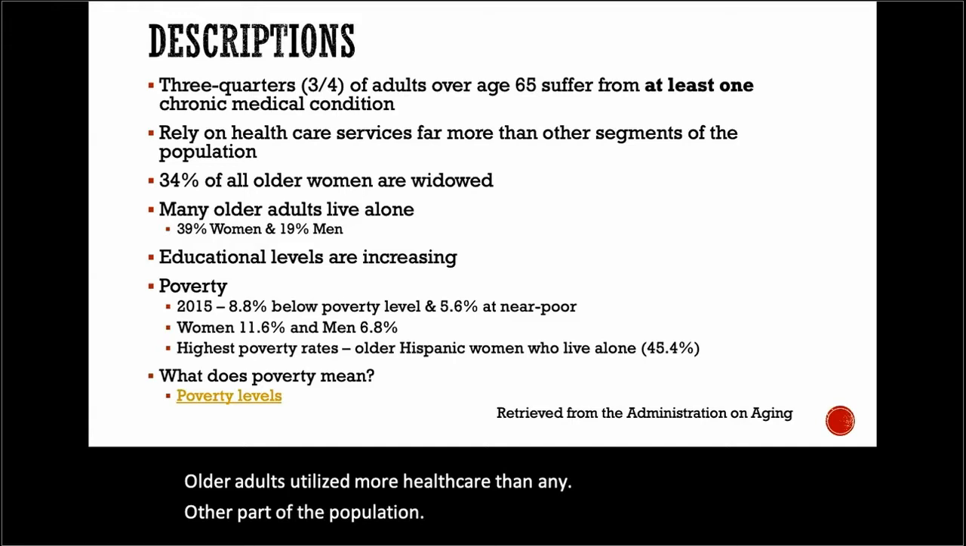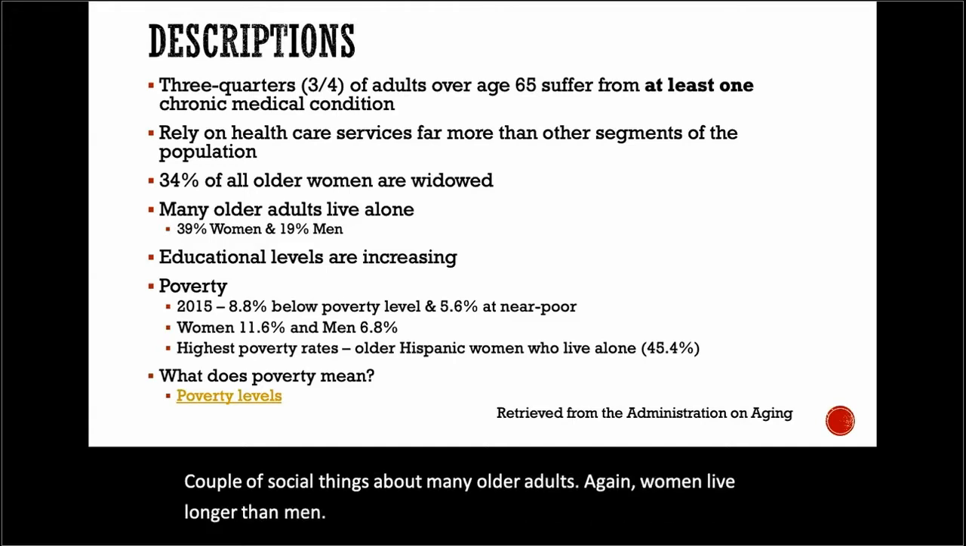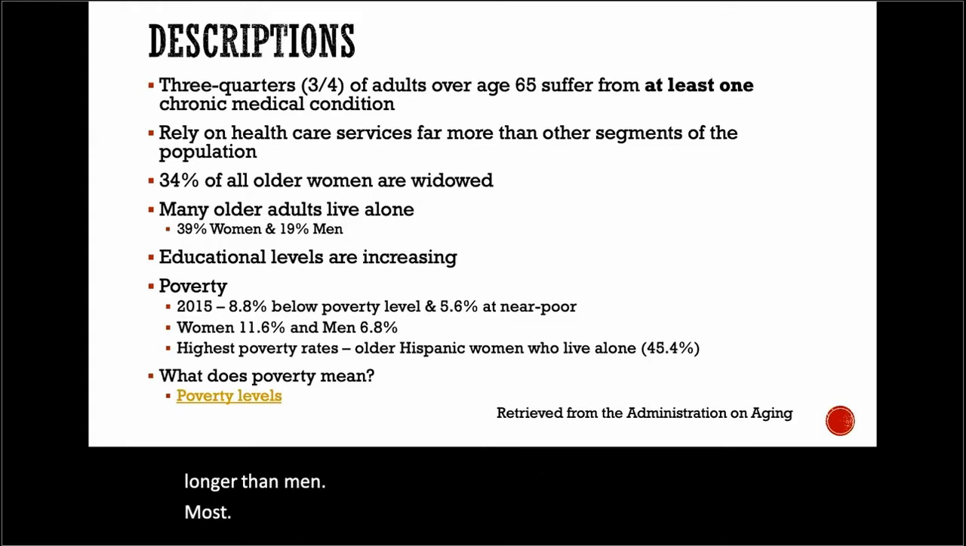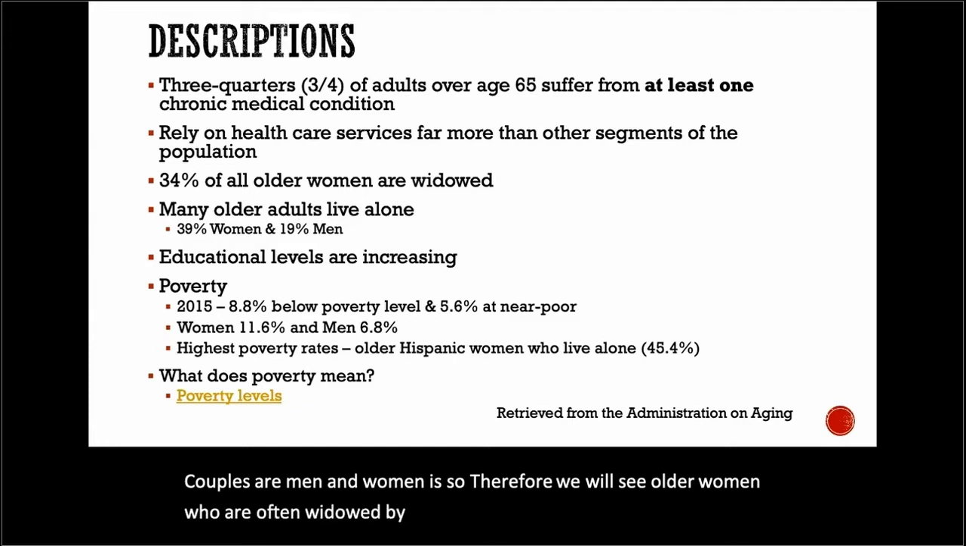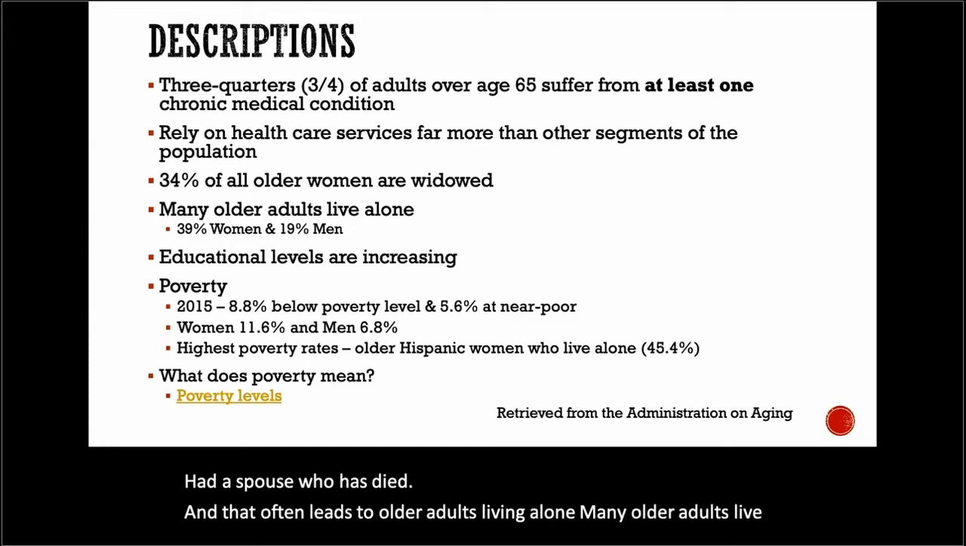A couple of social things about many older adults. Again, women live longer than men. Most couples are men and women, so therefore we will see older women who are often widowed by their husbands. So over a third of older women have had a spouse who has died. And that often leads to older adults living alone. Many older adults live alone, but it's most likely to be women.